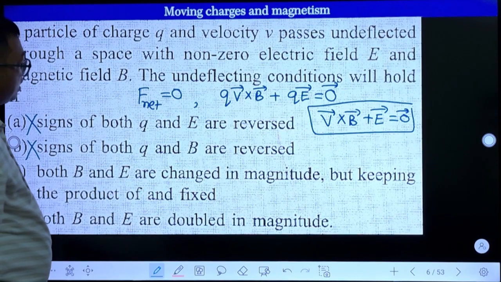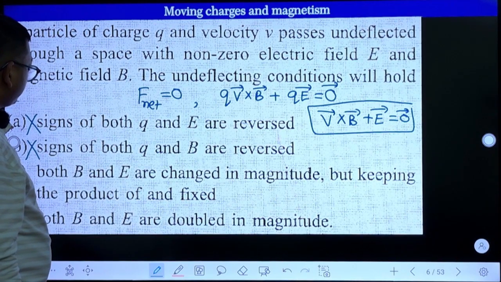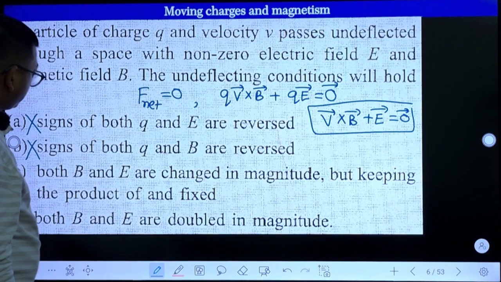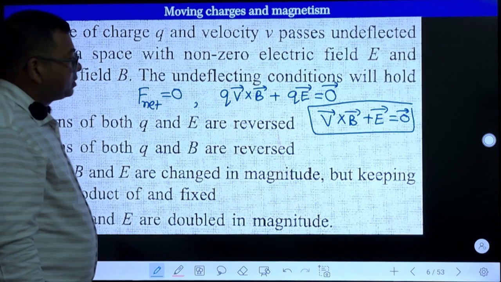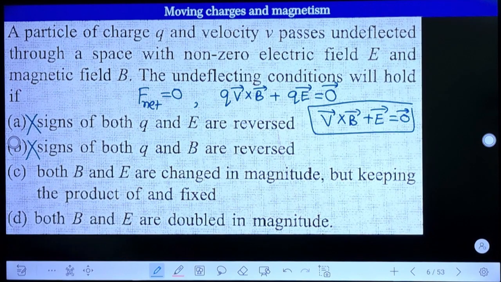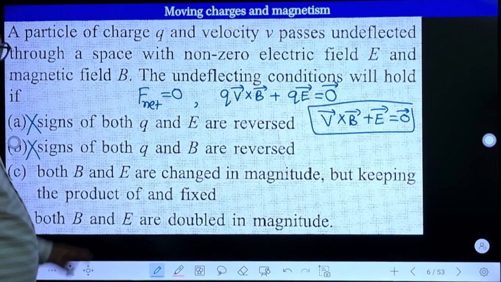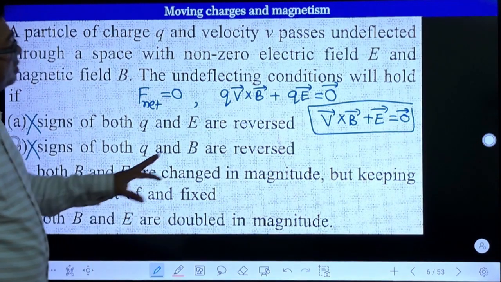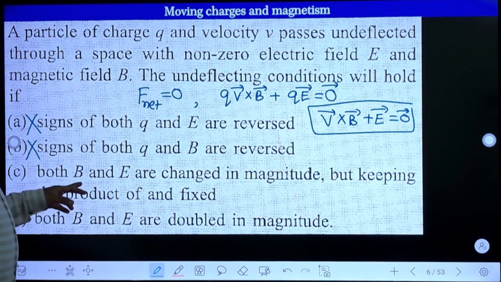Both B and E are changed in magnitude but keeping the product of B and E fixed. So now we are looking at B and E. Option C says both B and E are changed in magnitude. They are talking about magnitude, not changing the direction, but keeping the product fixed. It is not depending on the product of B and E, right? So this should not be there.